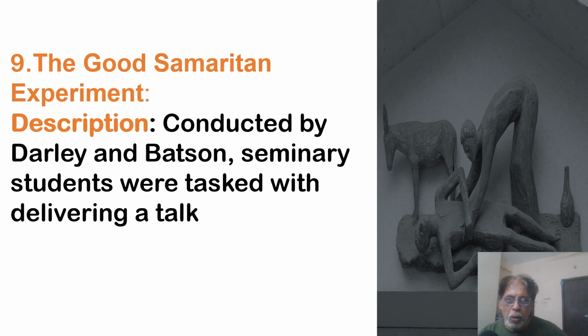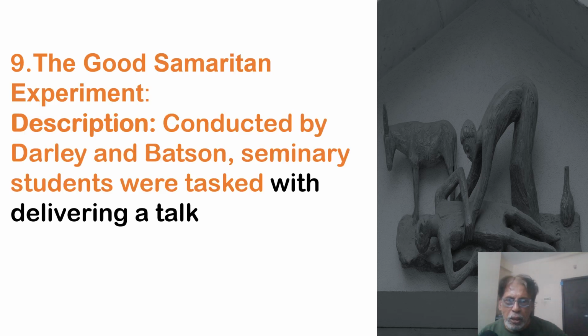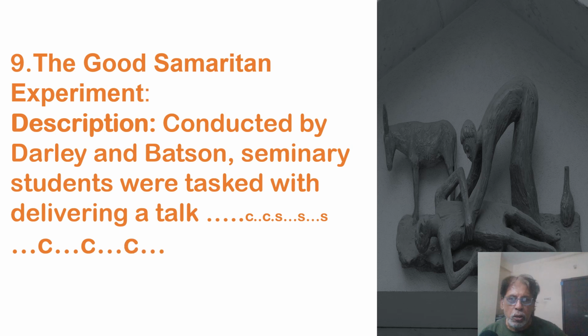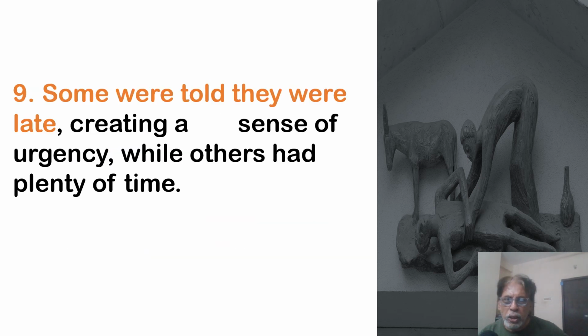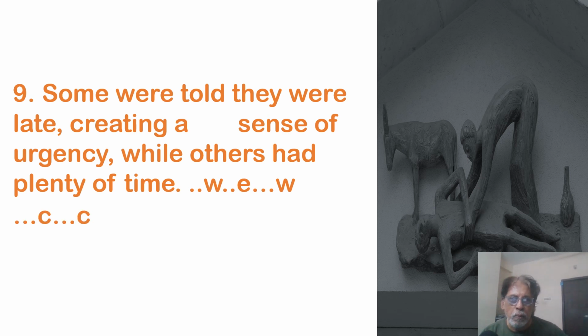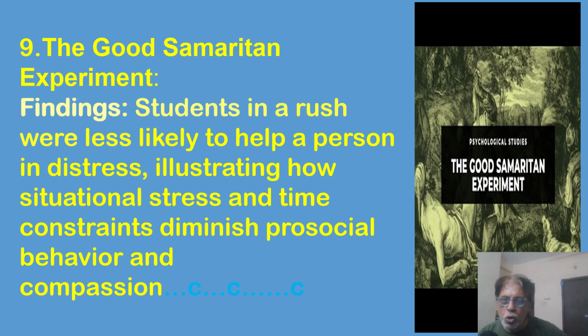A Good Samaritan experiment by Darley and Batson: seminary students were tasked with delivering a talk. Some were told they were late, creating a sense of urgency, while others had plenty of time. Findings: students in a rush were less likely to help a person in distress, illustrating how situational stress and time constraints diminish prosocial behavior and compassion.